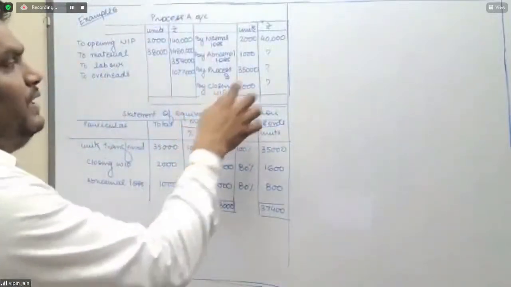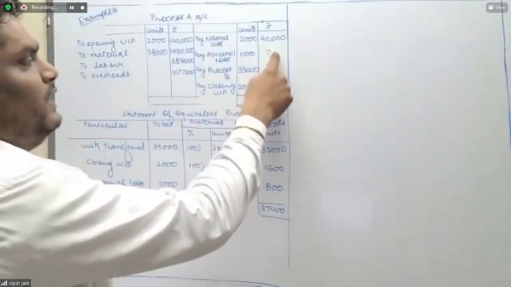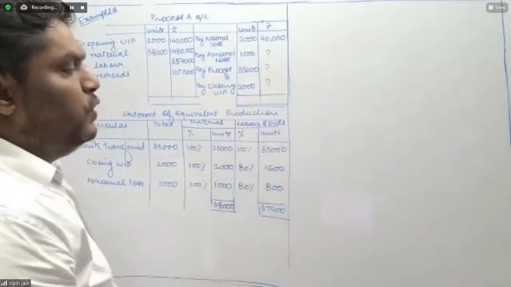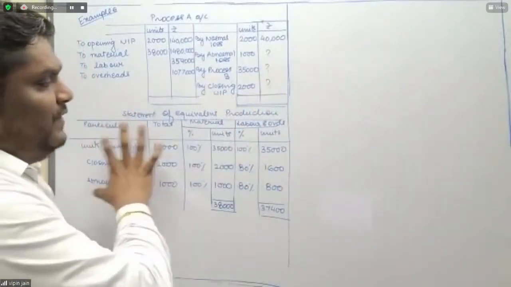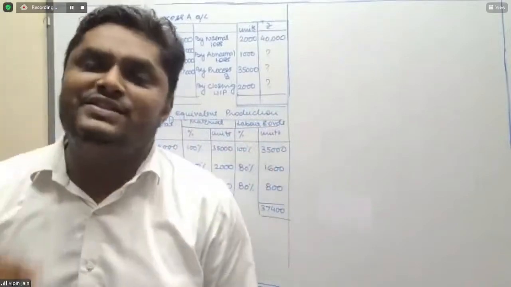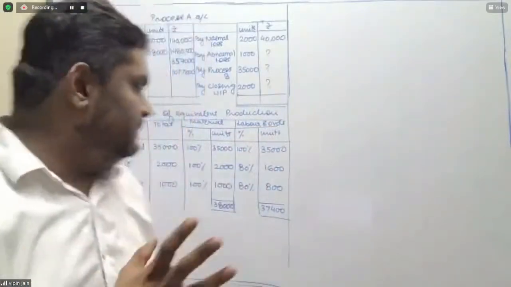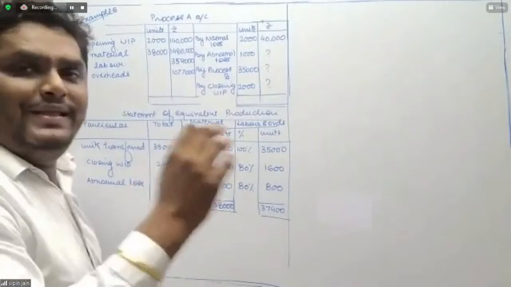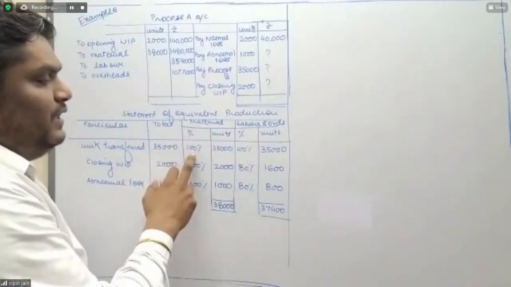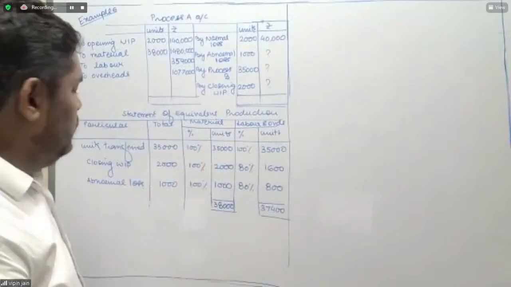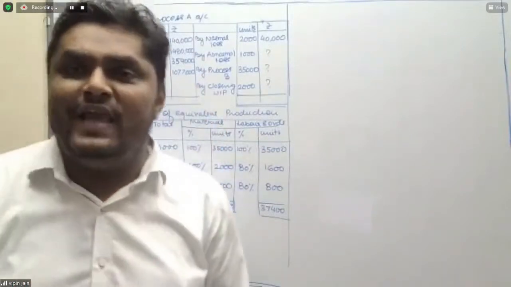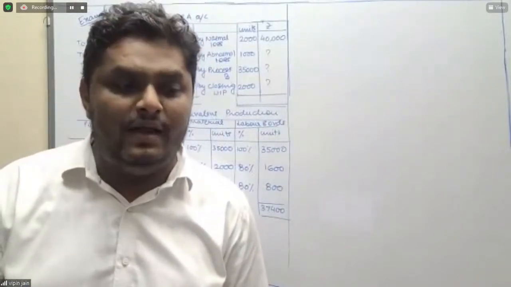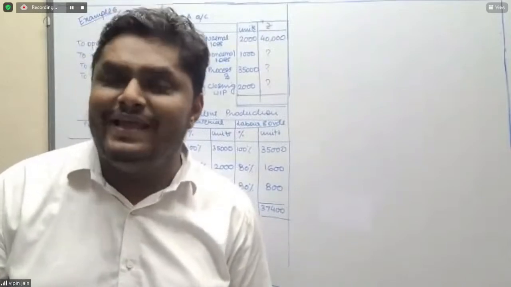We are done with the process account and we have to find out these three values: the value of abnormal loss, the value of units that are transferred to the next process, and the value of closing work in progress. So thereafter we have prepared the statement of equivalent production. This statement is prepared using the weighted average method, wherein we have considered the units transferred, that is 35,000, assuming they are 100% complete. So 35,000 into 100% in case of material, labor and overhead. In case of closing work in progress, we have to follow the instructions given in the question, and it is given that material is processed by 100%, labor and overheads are processed by 80%.